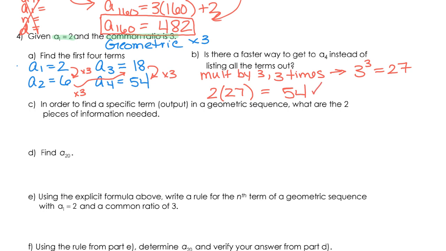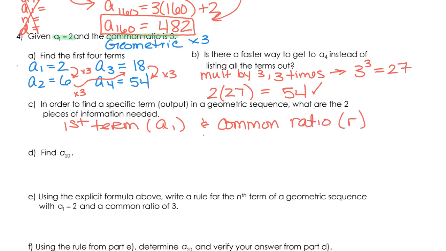But instead of thinking like that, there's a formula up above that allows us to just plug in to find that as well, okay? Again, formulas are supposed to be shortcuts. Part C says, in order to find a specific term or output in a geometric sequence, what are the 2 pieces of information needed? Same as what we had on the front. We need to know our first term, which is known as our a sub 1. And we need to know what we're multiplying by, which is known as our common ratio. And that's represented by the letter R.